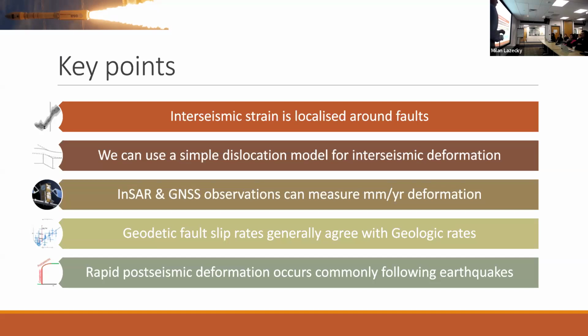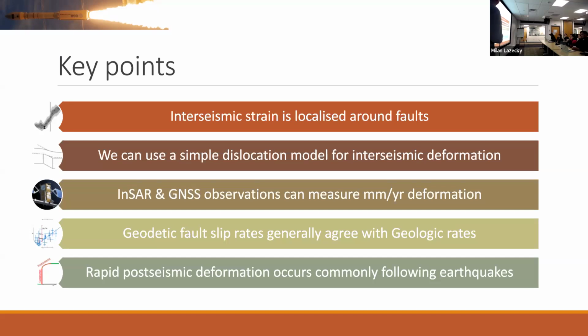InSAR and GNSS are good at this, particularly for faults that are east-west strike-slip faults that are moving east-west. They're not so good for dip-slip faults, not for slow faults, not for north-south motion. So you can't do everything. It's not a panacea. And on average, the geodetic fault slip rates do agree within the normal sort of geophysics-geology uncertainty bars, that are quite large with the geology rates.